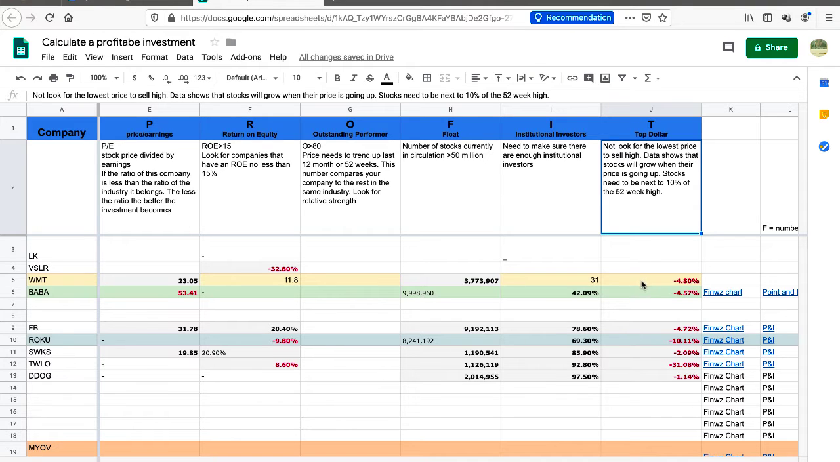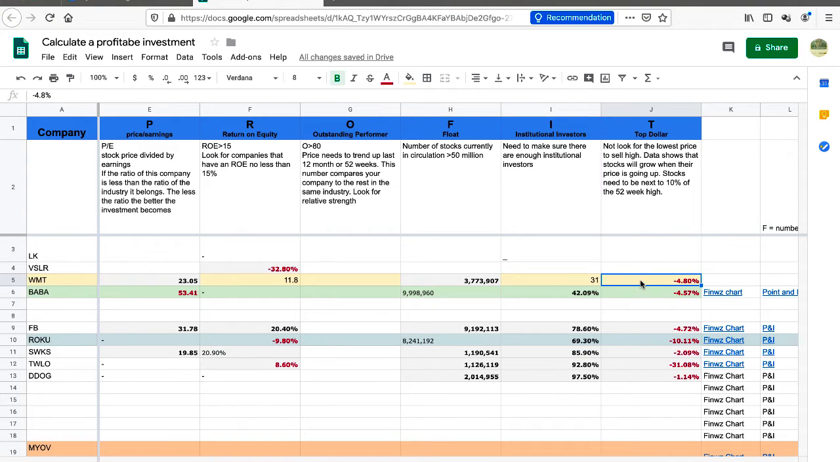So if it's too low, what I was reading with the top dollar is that the stock will grow when their price is going up and is close to the 10% of the 52-week high. So, like this one here is way too high, so less likely to grow than the ones that are like 1, -4, -8, because that means it's really close to the 10%. Okay.